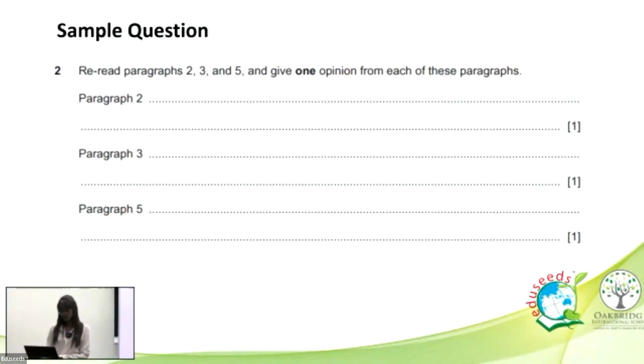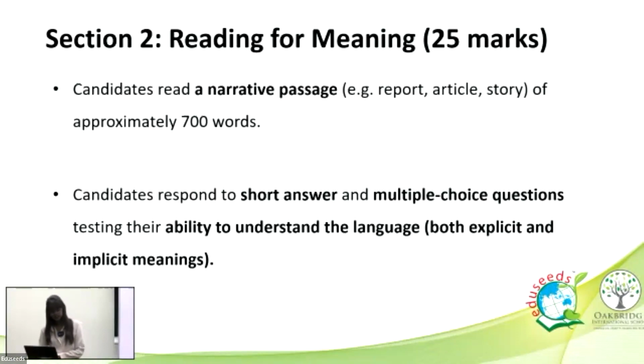Moving on to section 2. Section 2, reading for meaning. This is where you will read a narrative passage. The passage could be a report, article, or story, approximately 700 words. You will respond to short answer and multiple choice questions. This is to test your ability to understand the language, both explicit and implicit meanings.